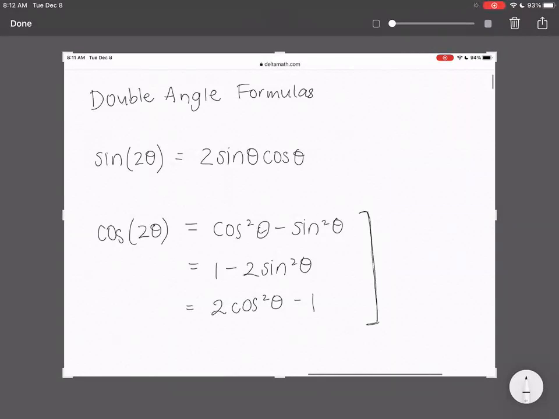You can use any of those, whichever one works best. So there's 3 options for cosine 2 theta. So write down all of those. I'll give you guys some time. I'll pause the video right now. All right, let's go on to the first section.